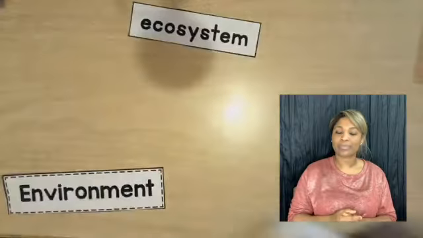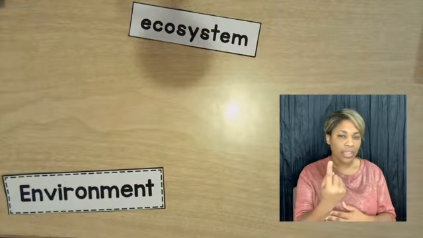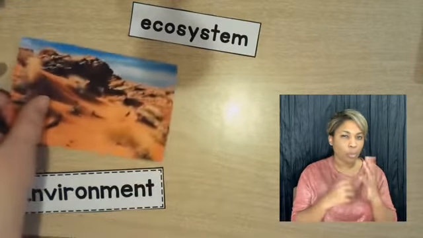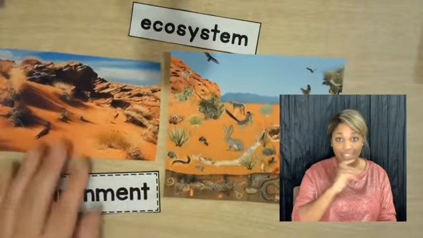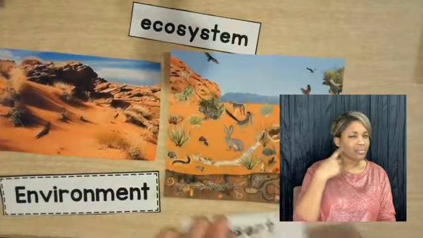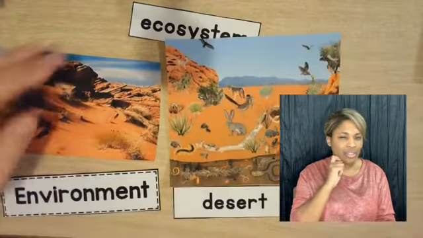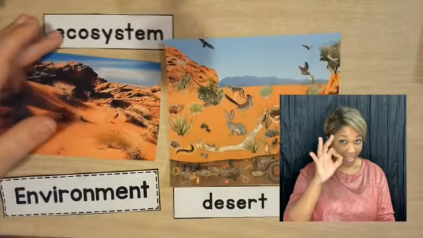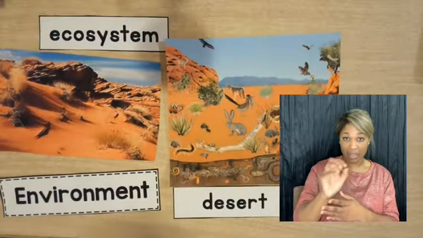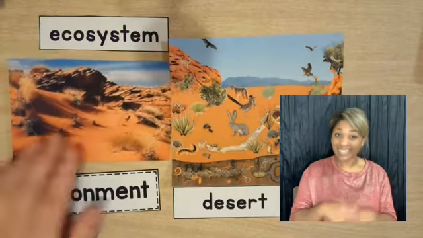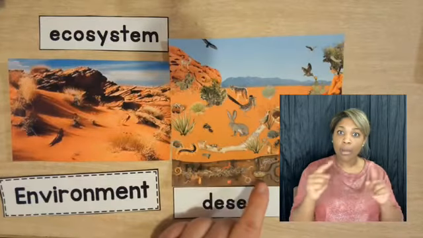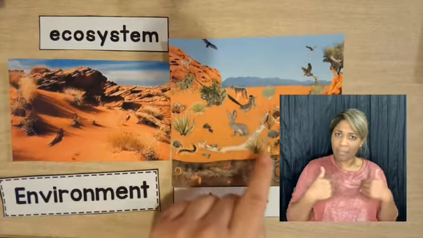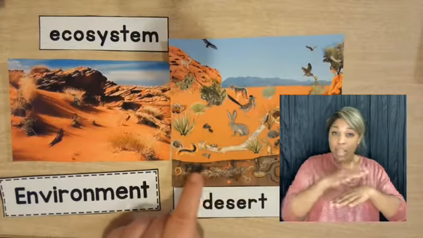Let's look at something that's a little drier, like the desert. What do you think? In the desert, do you think you could find an ecosystem there? You can. Look at how dry it is. But look, there are animals in the desert. Some of them are above ground. Some of them are underground.